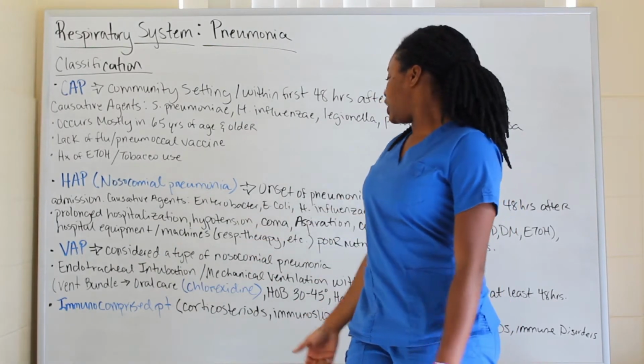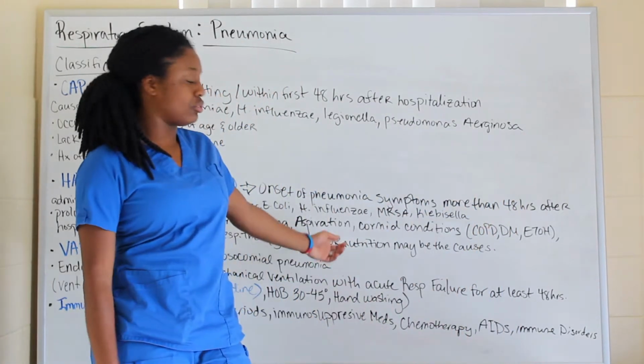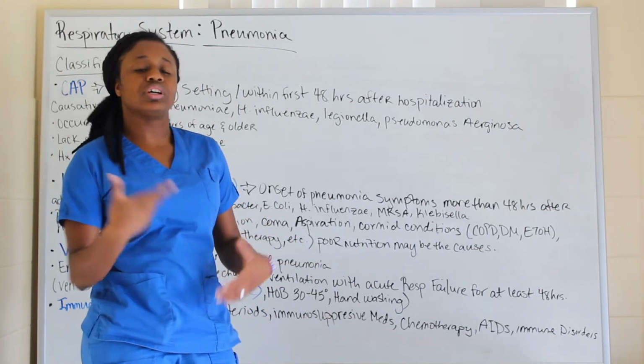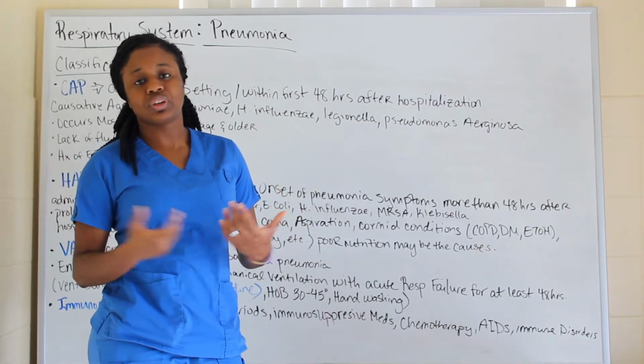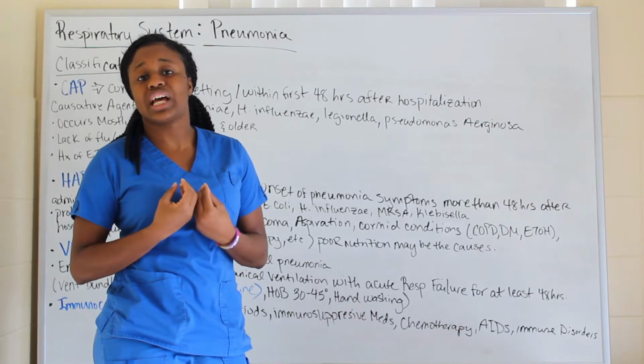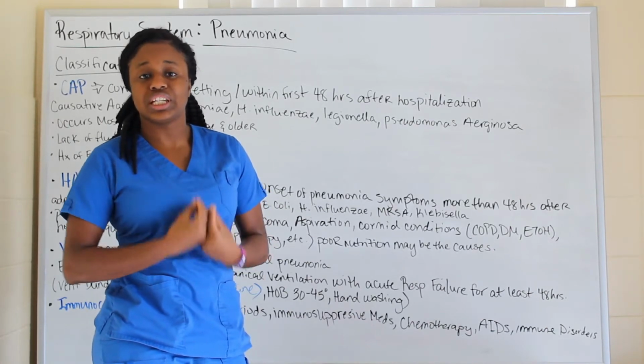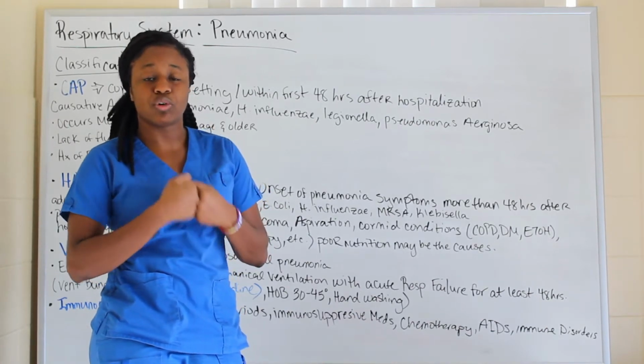Another thing is poor nutrition. Okay, so a person who has poor nutrition is always going to be prone to catching different diseases, because your body is not able to get the nutrients that it needs to function in the order that it needs to function.